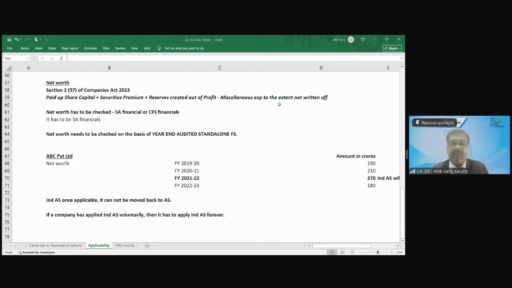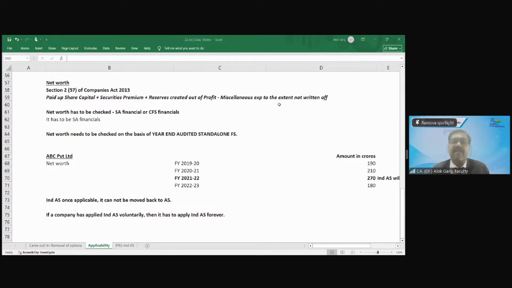written off, right? Sir, if a company is preparing its standalone as well as consolidated financial statement, whether we need to check the standalone financial statement or the consolidated financial statement? For net worth, you need to check the standalone financial statement.